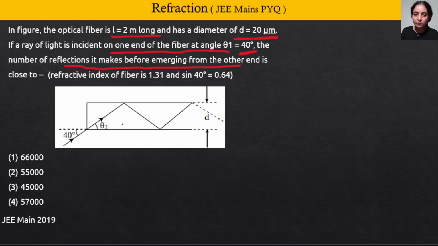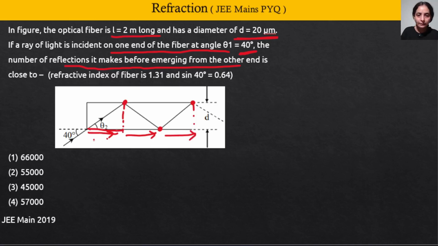So how many reflections will it make? Now look, here a reflection happened. For this, how much length along the optical fiber has it traveled? This much. If reflection happens again here, another how much length? This much. Again, reflection happened over here. How much length? This much. So for one reflection, you require this much length, right?